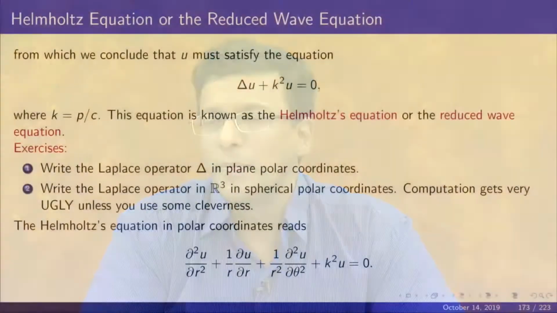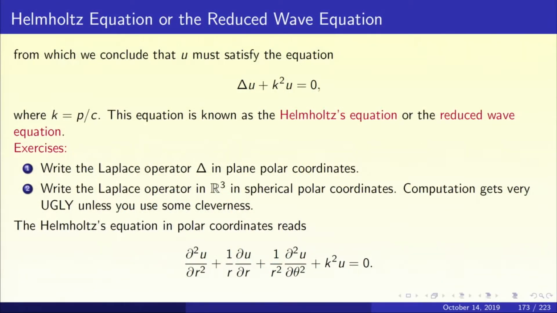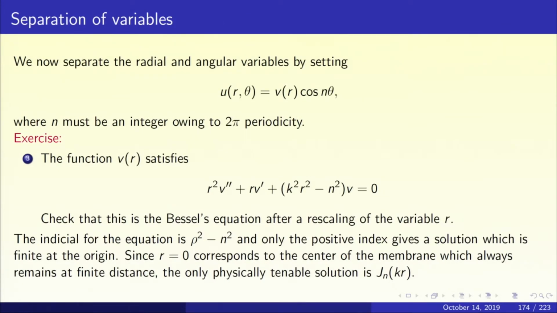As explained, the Helmholtz equation becomes del 2u by del r squared plus 1 upon r del u by del r plus 1 upon r squared del 2u by del theta squared plus k squared u equal to 0. Now, we must separate variables. We must separate the radial and angular variables and look for solutions of the form u of r, theta equal to V of r cos n theta. Now, the n must be an integer.